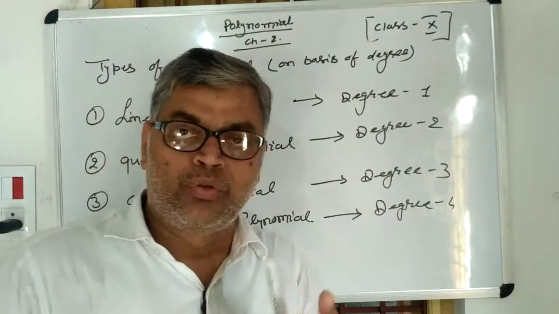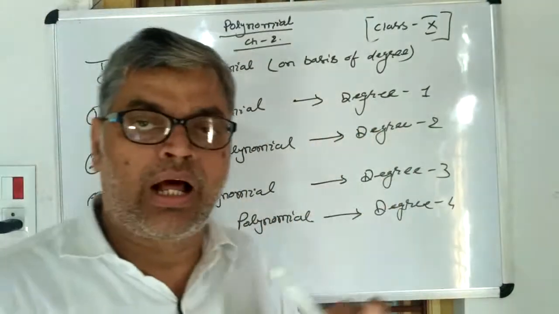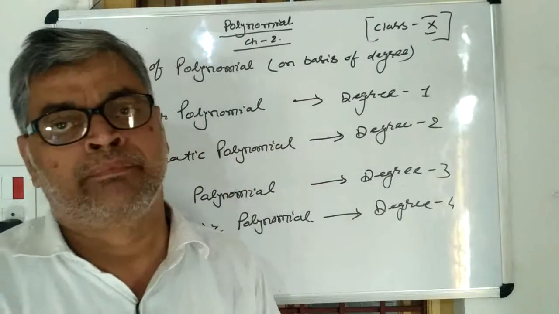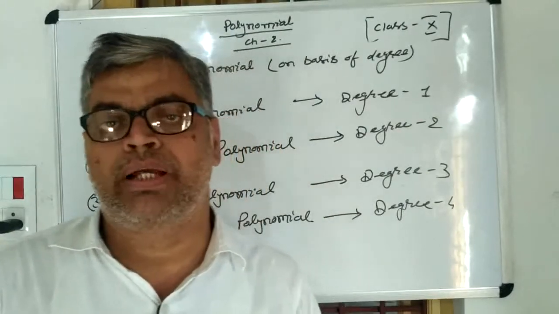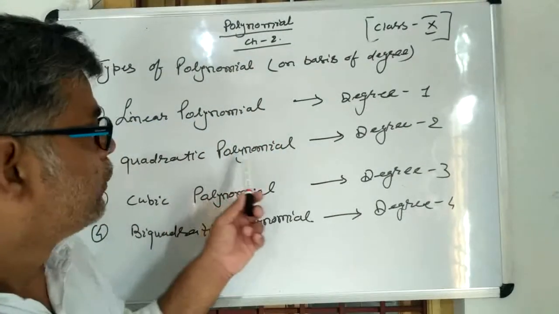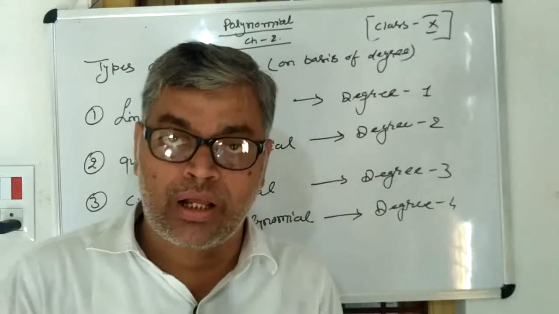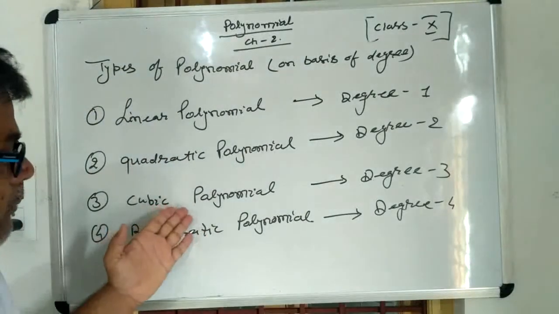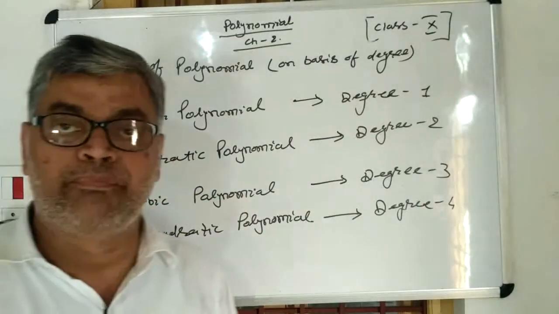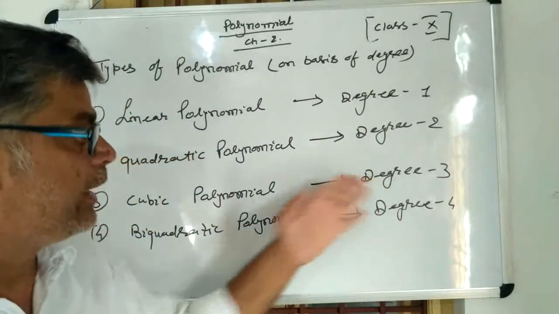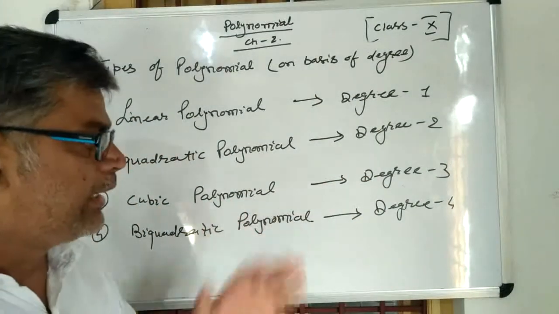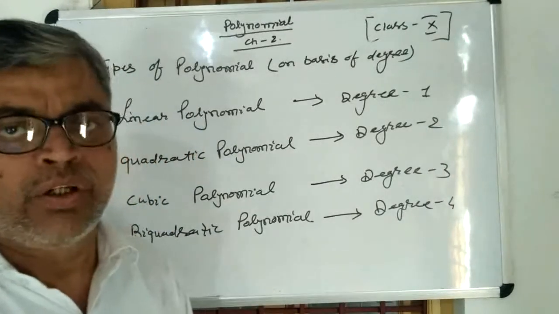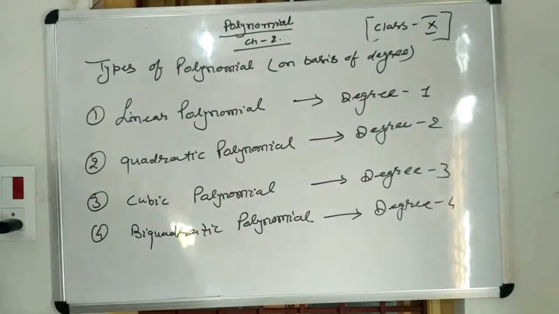Those polynomials whose degree is 1 are called linear polynomials. It means the highest power of the variable in a linear polynomial will always be 1. Second, a polynomial having degree 2 is called a quadratic polynomial. Thereafter, a polynomial having degree 3 is called a cubic polynomial, and a biquadratic polynomial is one whose degree is 4. So these are a few basic things.